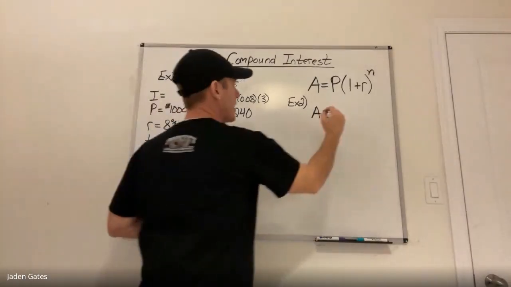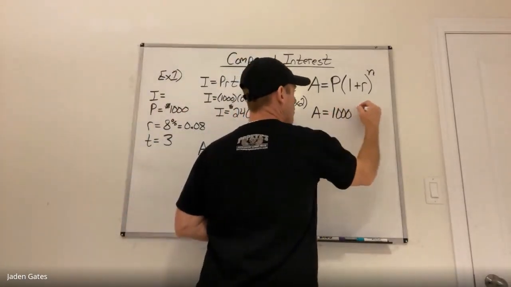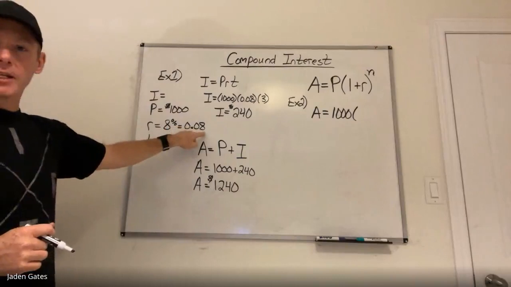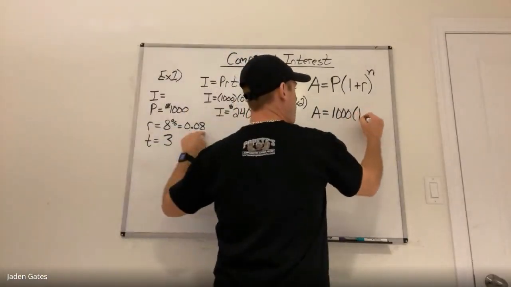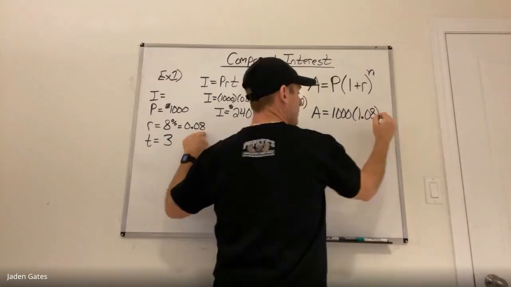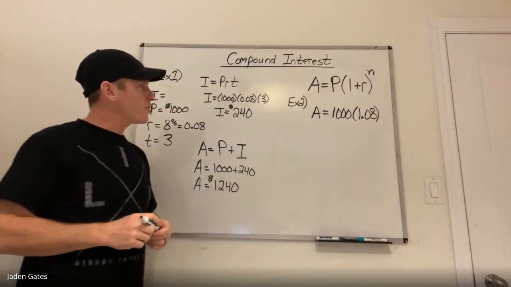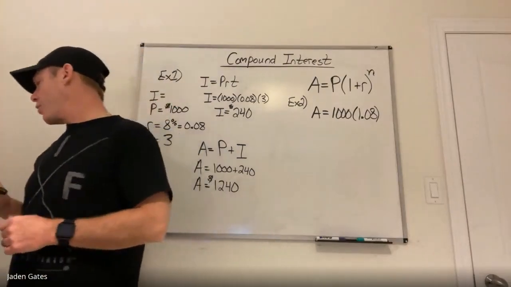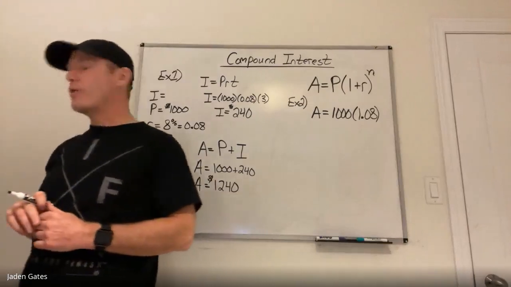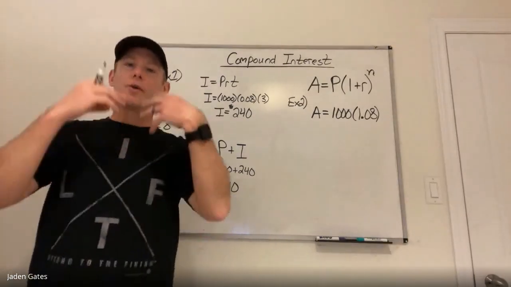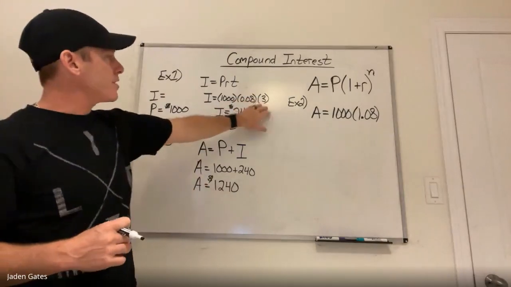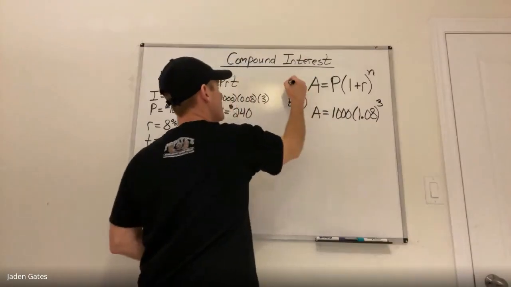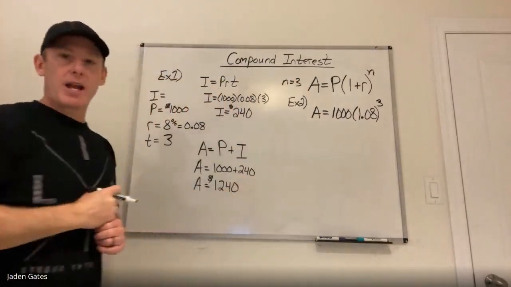My principal, again, is $1,000. I have 1 plus R. Well, R is 0.08, that's my rate. So in the brackets here, I'm going to have 1.08. Now, N is the number of times the interest is going to be added. In this question, it is being compounded annually. So the interest is going to be added after every year. And so if we're investing this amount of money for 3 years, N is going to be 3, because the interest is going to be added 3 times.